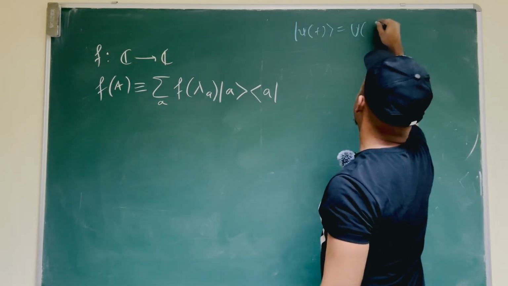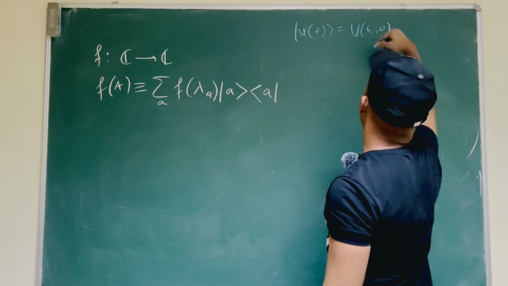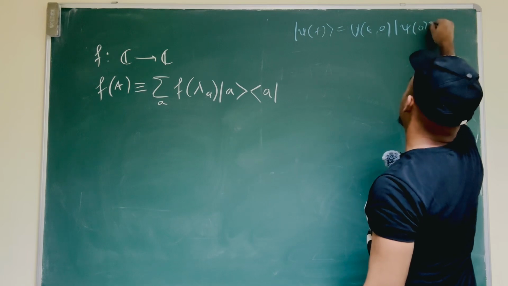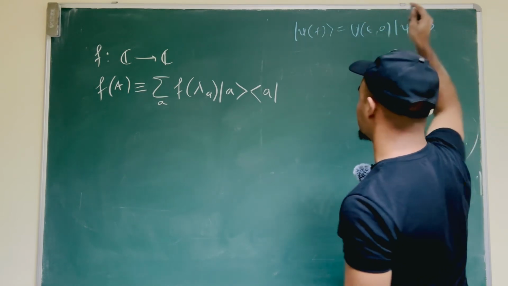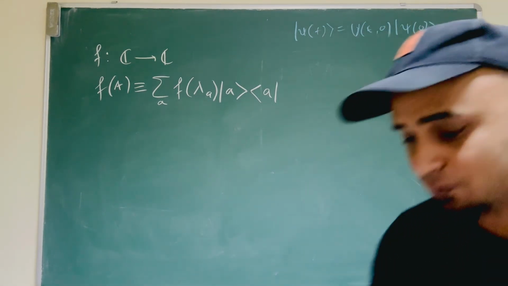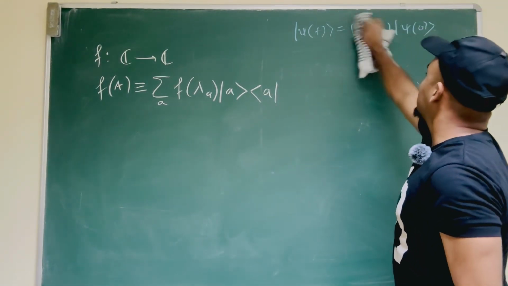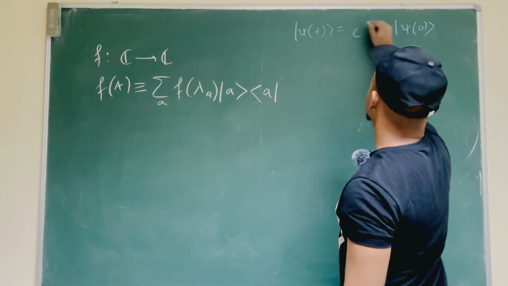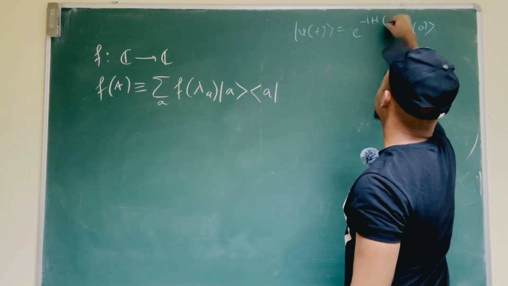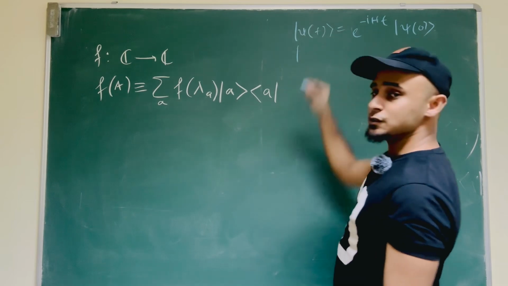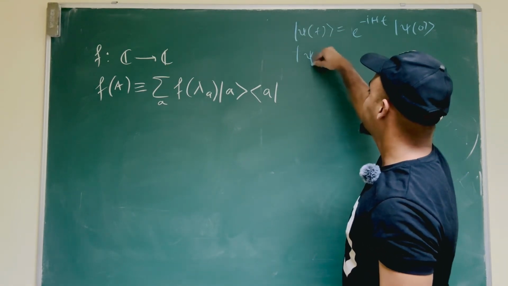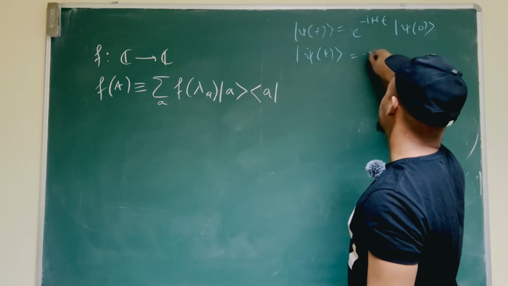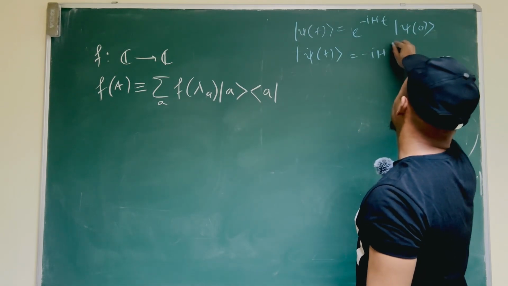U(t, 0) acting on psi 0, where U(t) is equal to e to the power minus iHt. Let's just write that one. We don't need this variable form. So e to the power minus iHt, and the other one was the Schrodinger equation, which was minus iH psi t.